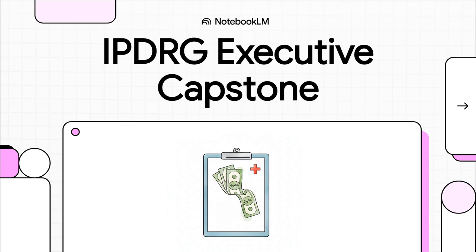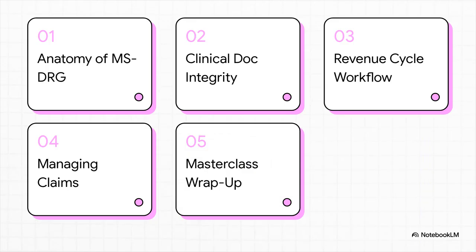Today, we are tackling the executive capstone on the inpatient prospective payment system. We're going to take all those complex source materials we've been studying and synthesize them into one cohesive strategy. We're literally decoding how clinical data translates directly into hospital revenue. Let's get started. Here is our roadmap for today's explainer.